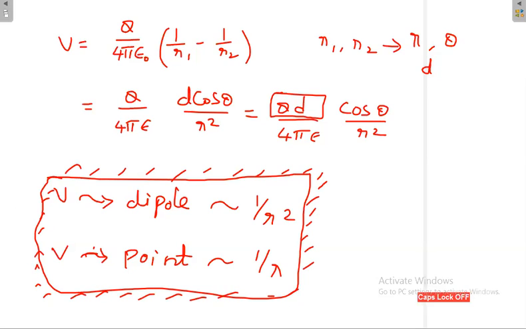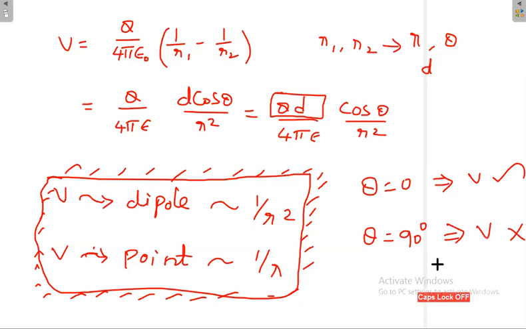And what is the other observation? If theta is equal to 0, cos 0 is 1, so really I will have some voltage. When theta is equal to 90 degrees, cos 90 degrees is 0, so there is no voltage at all. These are all the observations. Anyway, we will try to observe these things with the help of simulation in later classes.